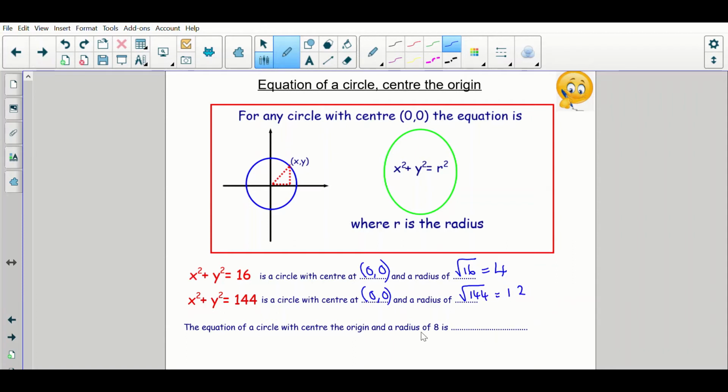Turning the question round, if I want a circle centre the origin, radius 8, I know I've got x squared plus y squared equals the radius squared, so 8 squared. So my equation of my circle is x squared plus y squared is equal to 64.